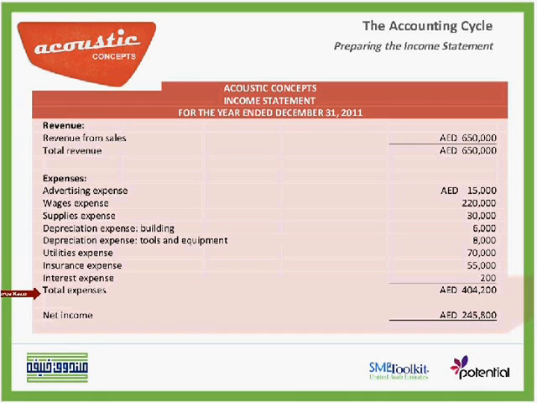So the total expenses will add up to 404,200 dirham. Revenue minus expenses will give me the net income. This is my take-home money from the operation into Acoustic Concepts.